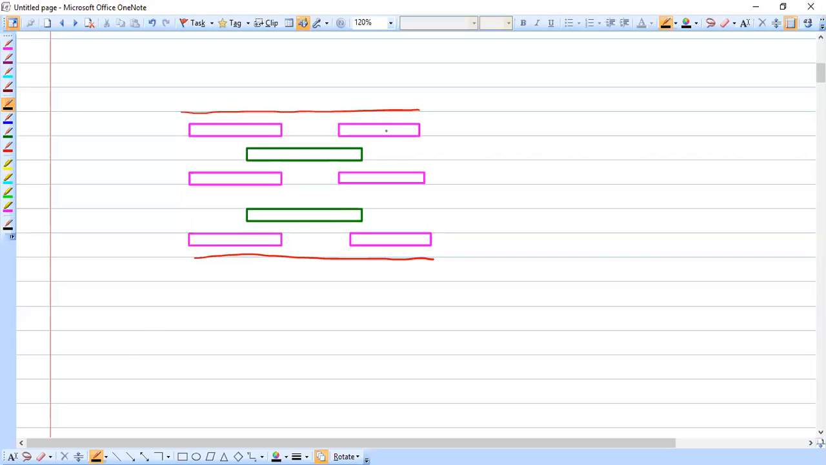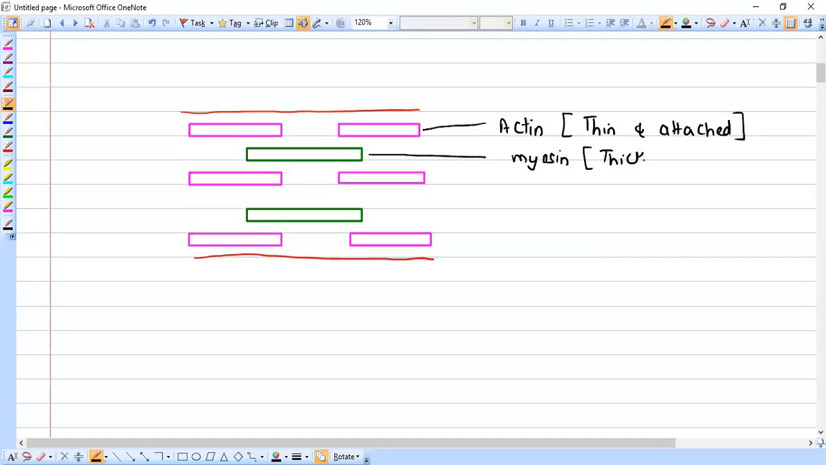Here, this pink colored one that we observe is called actin. Actin is thin and attached. This is actin, the pink colored one. When you look at this, the green colored one is called myosin. When we talk about myosin, remember it is thick and it is free. It means it is not attached to anything.